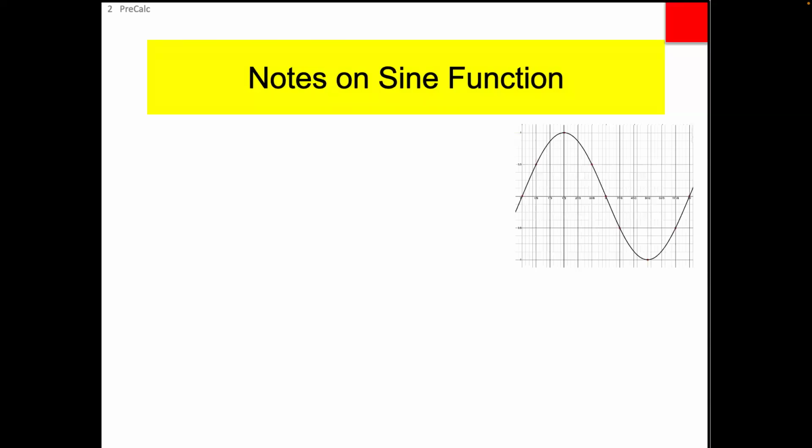So for the parent function, yes, but as soon as you start flipping it, you don't have the parent function, which is what we're going to be doing today, by the way. All right, some notes on the sine function.